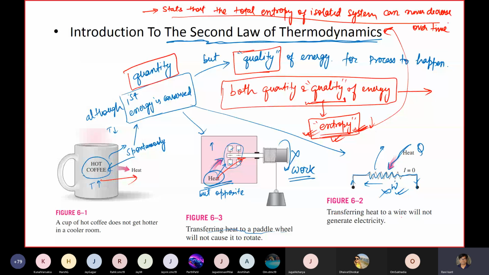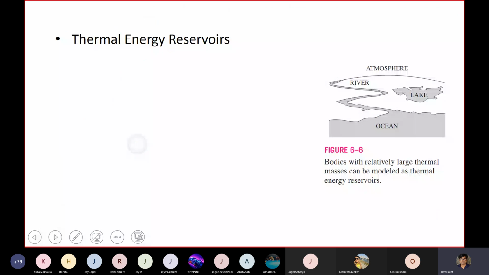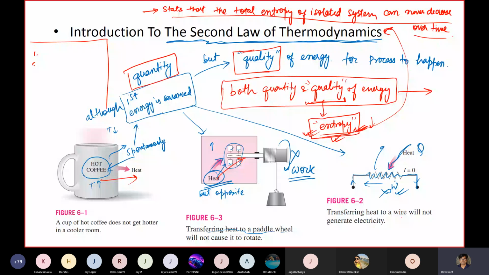So in order to gain more insight about the second law of thermodynamics, or the things to happen, before that there are two more things I wanted to talk about. So there are three characteristics of the second law of thermodynamics. First, it tells about the quality. Quantity is already seen in the first law of thermodynamics. Quality of energy.